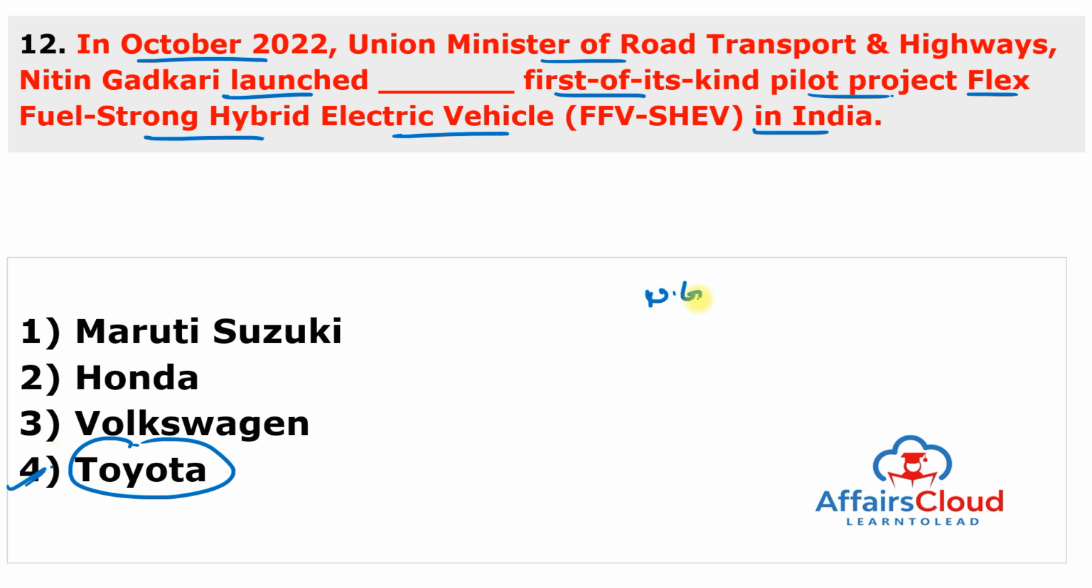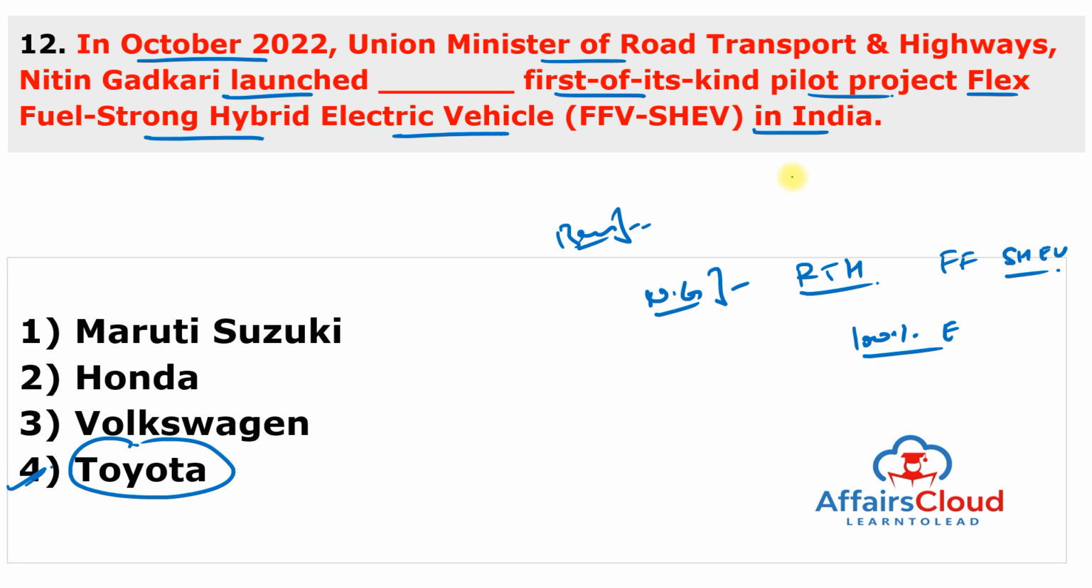So, Union Minister Nitin Gadkari ji, who is the Union Minister of Road Transport and Highways, unveiled Japanese car maker Toyota's first of its kind pilot project, flex fuel strong hybrid electric vehicle in India, which can run on 100% ethanol. And the Toyota Corolla Altis FFV-SHEV, or you can say flex fuel strong hybrid electric vehicle, which was imported from Toyota Brazil for the pilot project, was unveiled during the launch and was launched as a pilot vehicle in India to evaluate the Bharat Stage 6 compliant flex fuel strong hybrid electric vehicle.